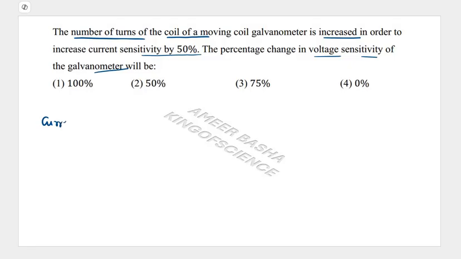So current sensitivity. Let us write here: it is current sensitivity as deflection per unit current. Deflection in the galvanometer per unit current. That I can write as number of turns in the galvanometer, magnetic field that is applied, area of the coil, divided by torsional constant K.